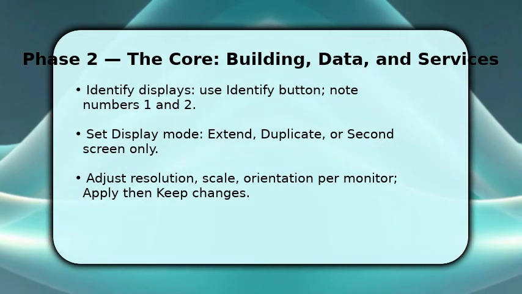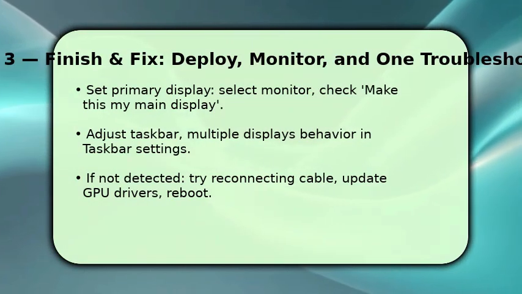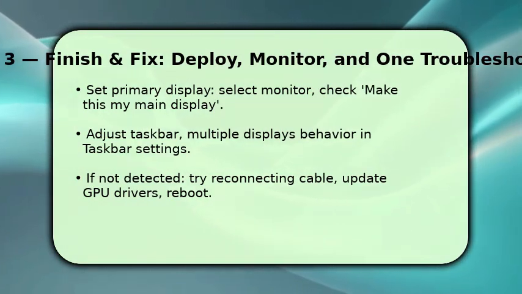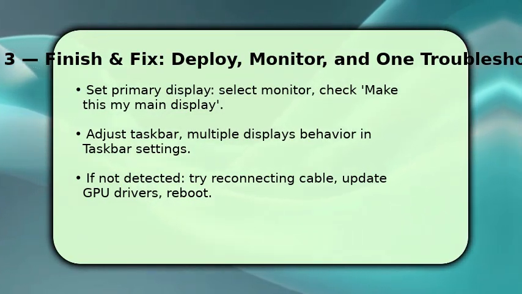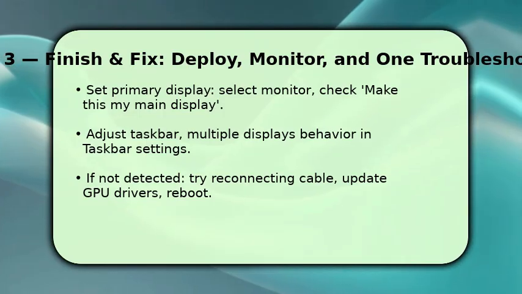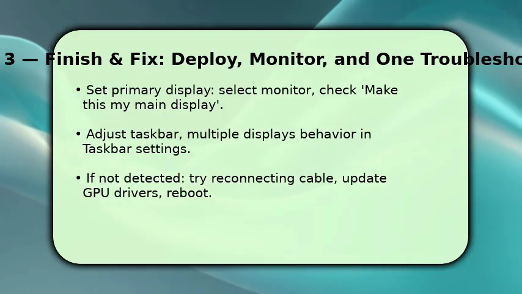To finish, choose which monitor is primary so new windows and the taskbar default there. Select the monitor and check Make this my main display. Then tweak taskbar and multi-monitor behavior in taskbar settings to control where icons and notifications appear.